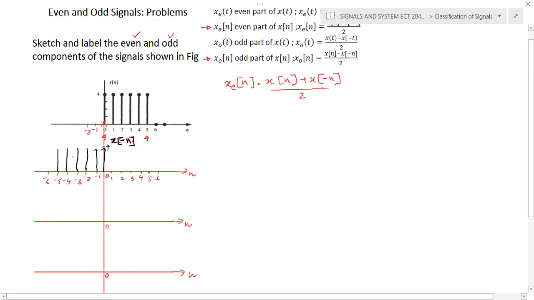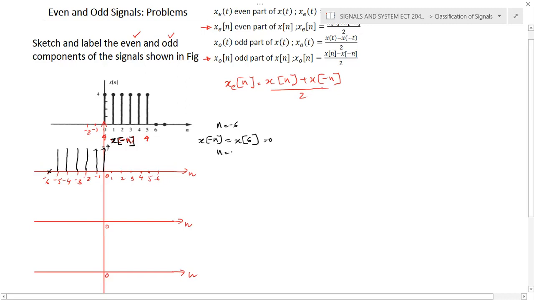If it is difficult to plot like this, you can simply calculate x of minus n for different values from minus 6 to 6. For example, you can take n equal to minus 6. If n is equal to minus 6, if you substitute here, it becomes x of 6. So what's the value of x of 6? X of 6 is equal to 0. So here it becomes 0.